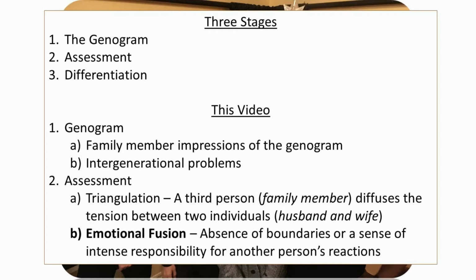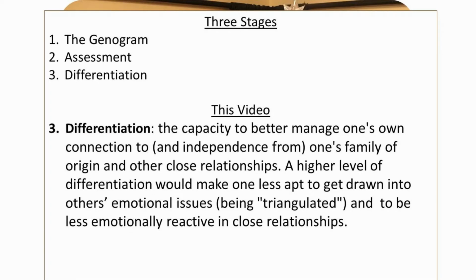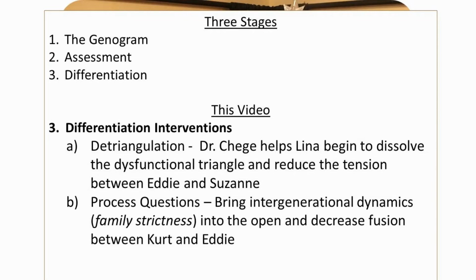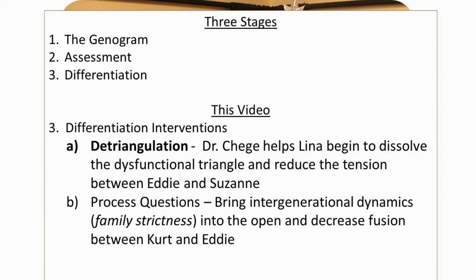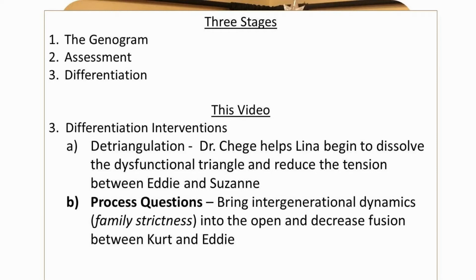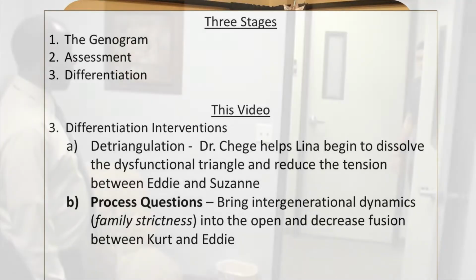Through therapy, the Clarkson family seeks differentiation, or the capacity to better manage one's own connection to and independence from one's family of origin and other close relationships. The goal here is to be less emotionally reactive in relationships, and to help the family reach these goals, Dr. Chege will use differentiation techniques such as detriangulation, in which he'll help Lena begin to dissolve her dysfunctional triangle and reduce tension between Eddie and Suzanne, and use process questions to bring intergenerational dynamics such as strictness into the open.